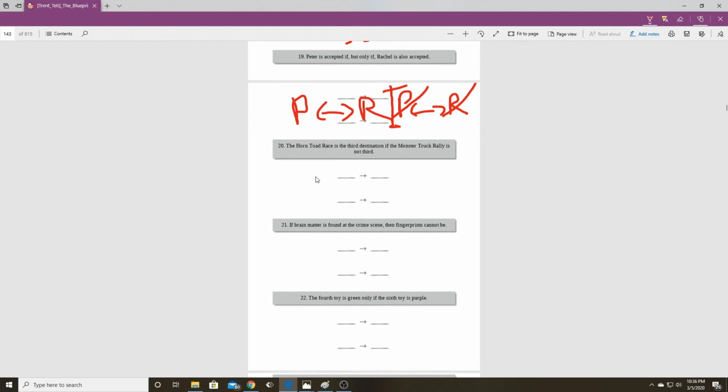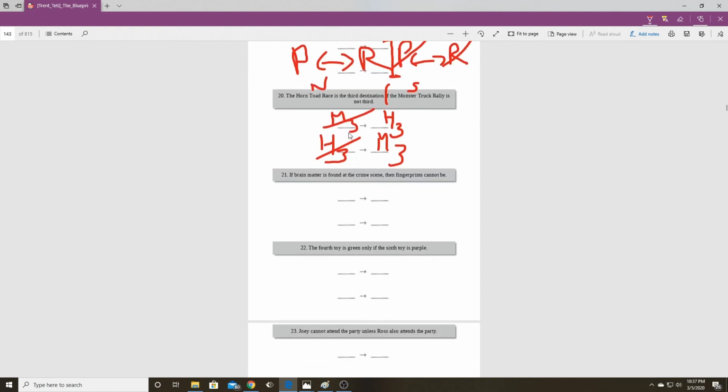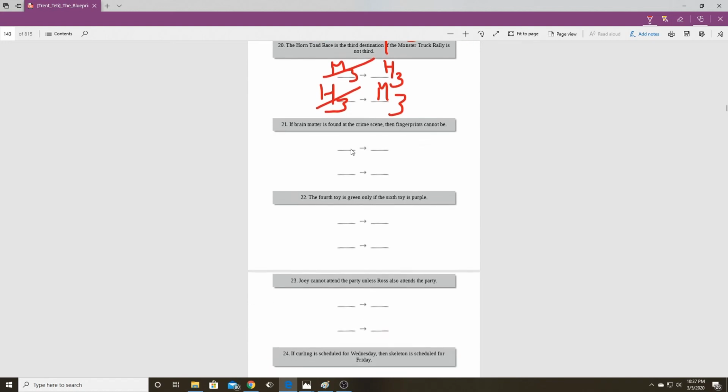20. Basically, the horned toad race is a third destination if the if. So this is a sufficient. That's the necessary. If not third, not third, it means it's third. If the monster truck is not third, the horned toad race is the third. If we switch it, the horned toad race is not the third destination. It means the monster truck rally is the third destination. Okay, so brain matter. It's an if, so it's sufficient, necessary.